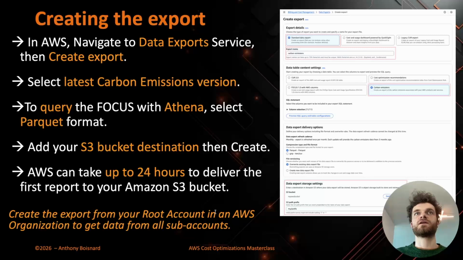So to create the exports, it's kind of the same way. You have to navigate to the data export service. Then you have to create an export. You select the latest carbon emissions version here. And to create the focus with Athena, you have to select bucket format. You add your S3 bucket destination and you click on create. And then AWS will take 1 day to deliver the first report to your S3 bucket. And of course, if you want data for all your sub-accounts, you have to create the export from your root account.